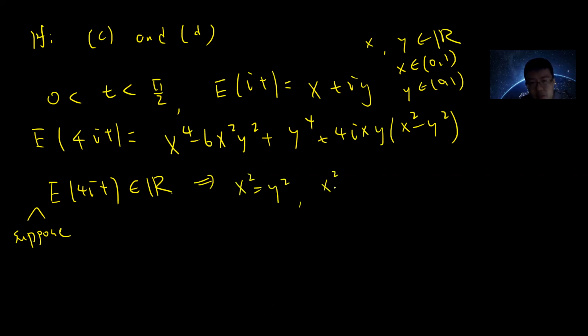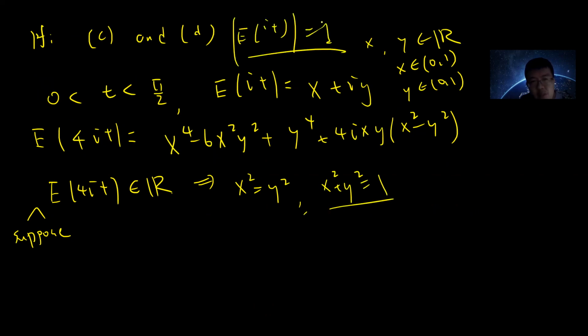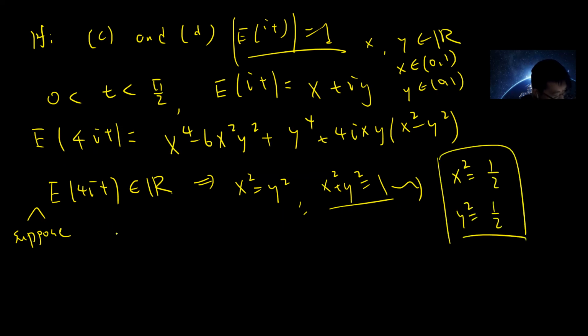Suppose this is real, which tells you that x squared must be equal to y squared. And we know that x squared plus y squared must be 1, right? This is what we already showed, that the modulus of e of it is always 1 by the property of the power series. And you can easily solve this: x squared equals y squared, and x squared plus y squared is 1, so x squared is half, and y squared is half. So you get that the exponential of 4it will be minus 1, which proves this.